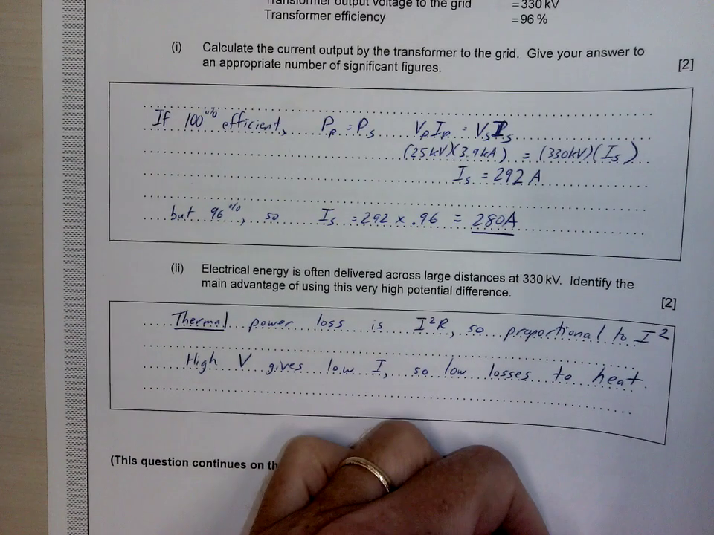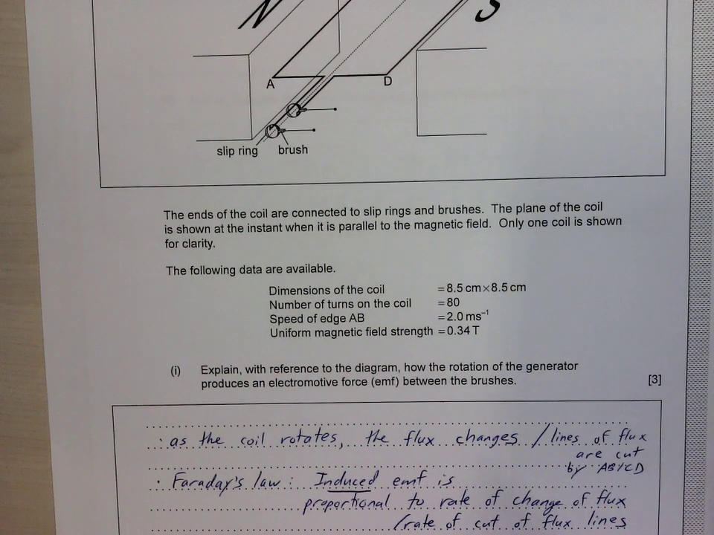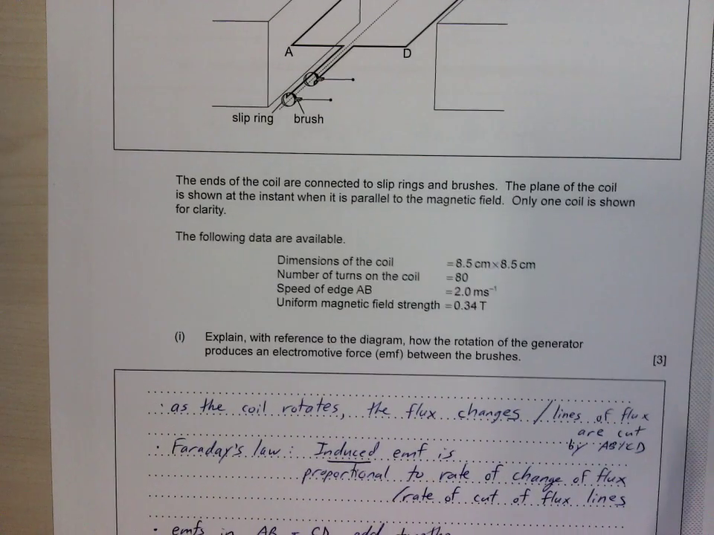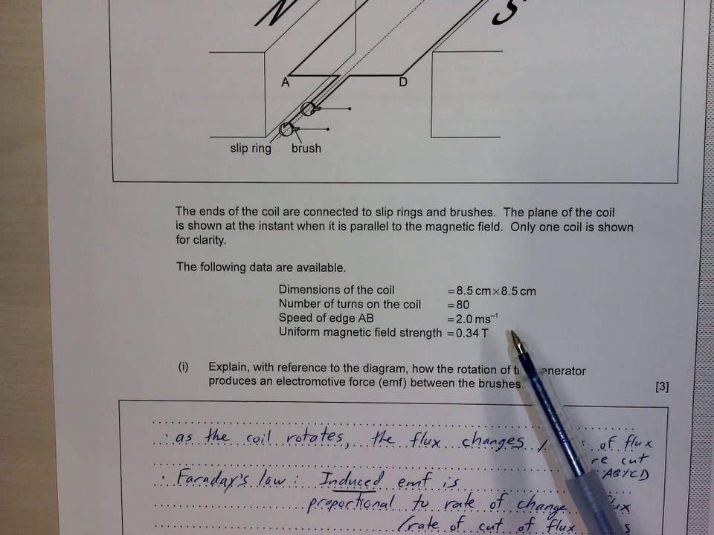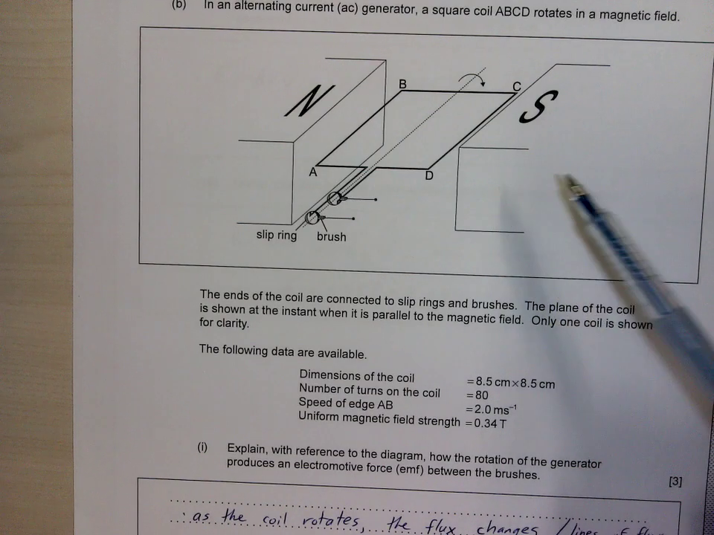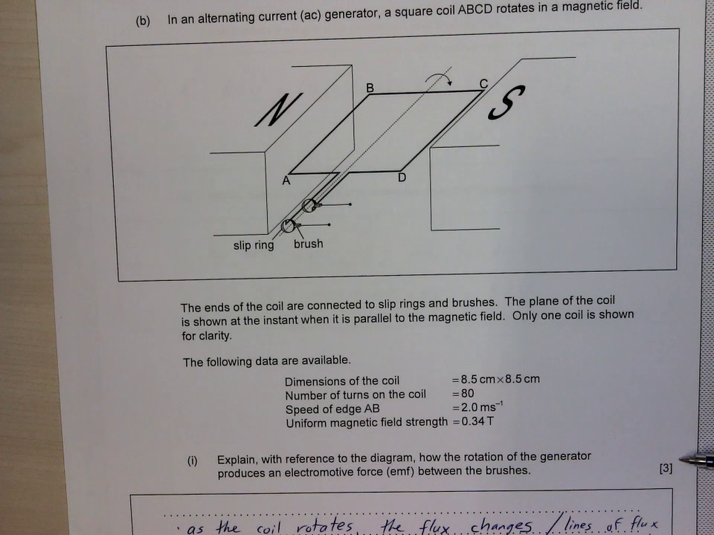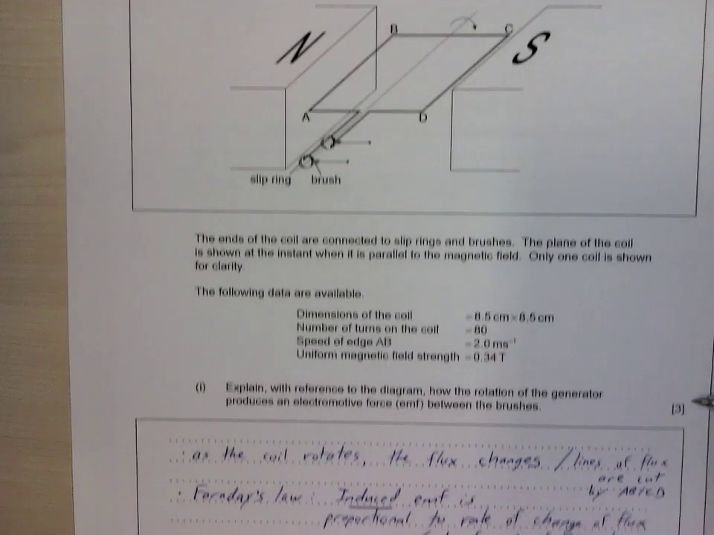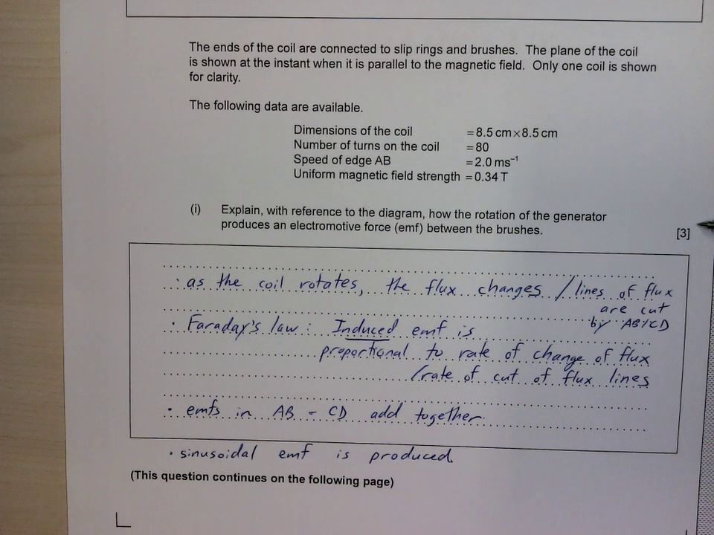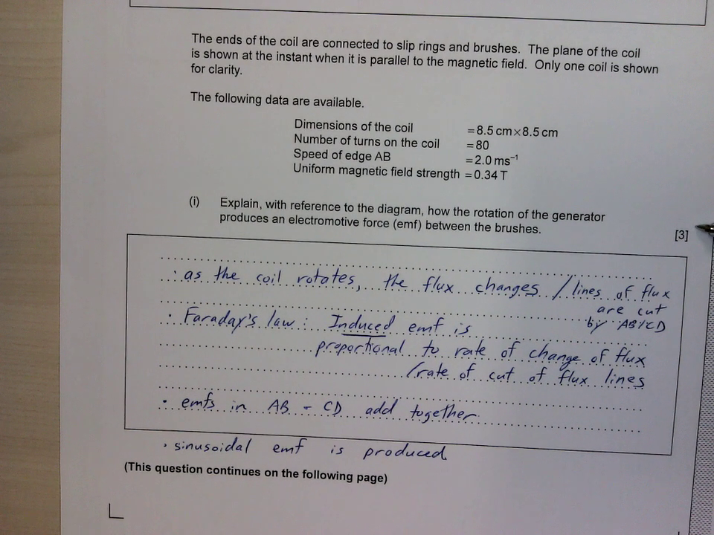The next part of the question has to do with an AC generator where you're given information about the dimensions of the arrangement. And the first part, for 3 marks, you need to explain why you do generate an electromotive force as it turns. So the mark scheme includes 4 different points, of which you need to mention 3.